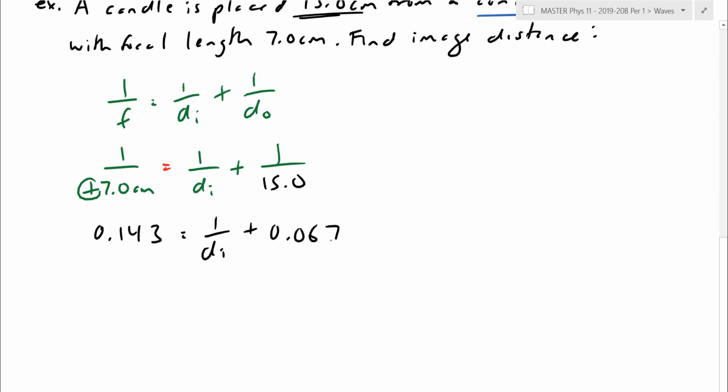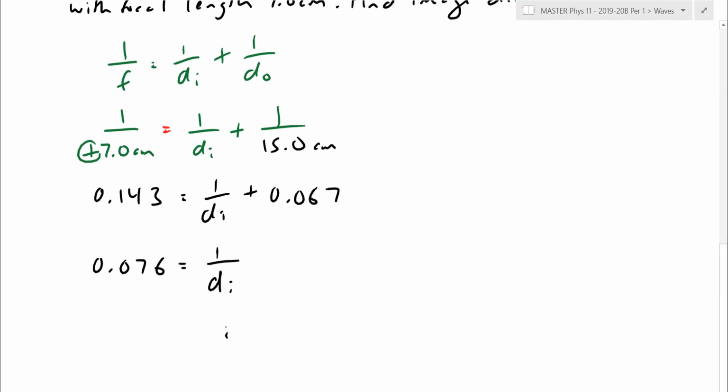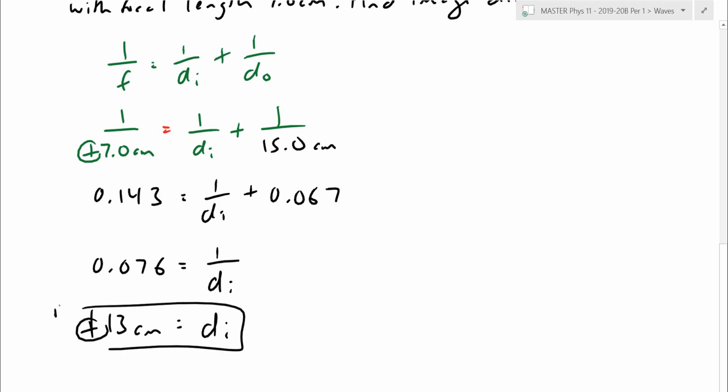If you can keep the numbers in your calculator, even better. So 1 over 7 minus 1 over 15 gives you 0.076, give or take. That's not the di yet. That's still the reciprocal of di. I use centimeters for all of this because we're just setting up a ratio, so the di will come out in centimeters. I take the 1 over of this decimal that we get, and we can avoid the common denominators here. My di happens to be, give or take, about 13 centimeters. And my di is positive, so that tells me that the image is on the real side.